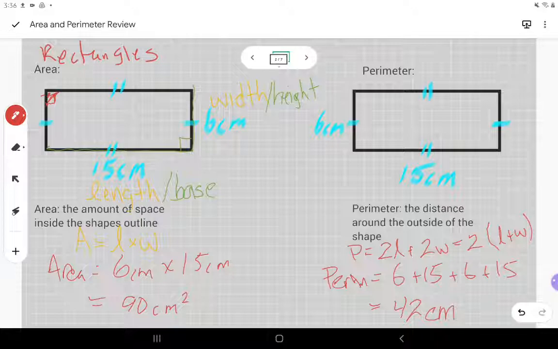Are they really necessary for our purposes? No, just think of somebody walking around all the outsides. We don't really need to simplify it much further than that. That's rectangles.